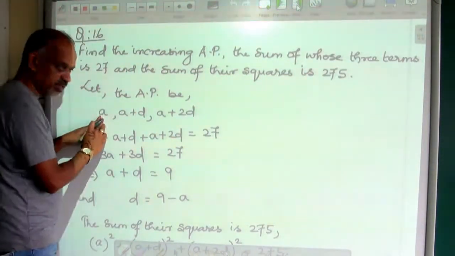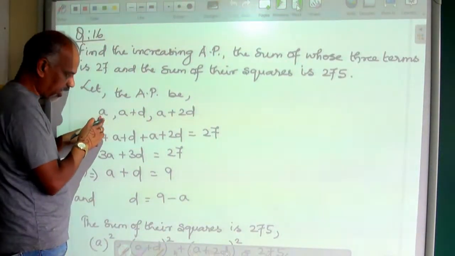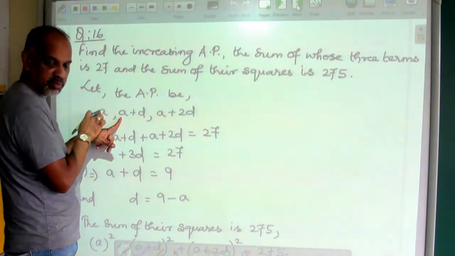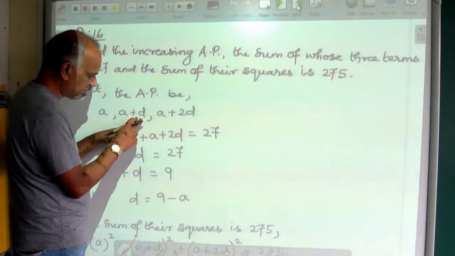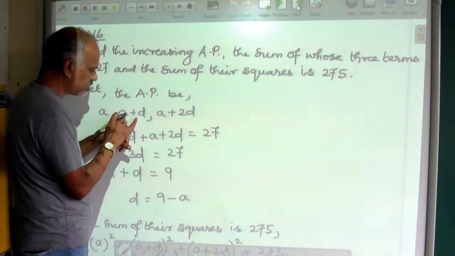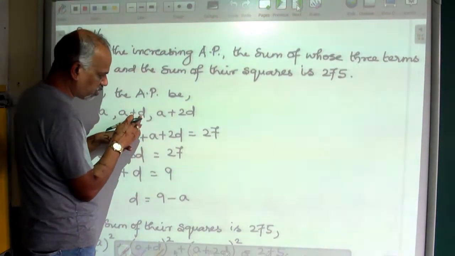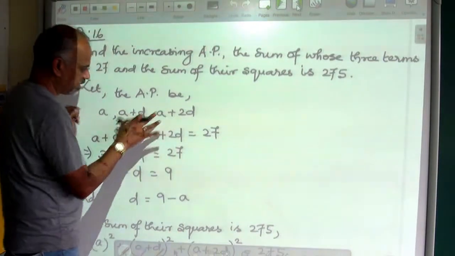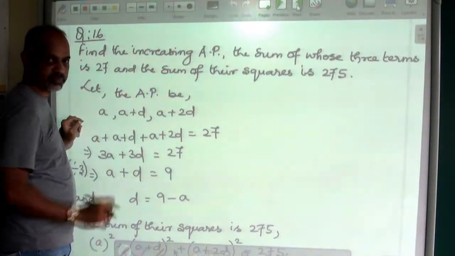First term is a. Generally I am writing an AP. a. The second term is a plus you have to add d, a plus d. With this add one more d, you will get the third term. So a plus, if you add d more, you will get a plus 2d. These are the three terms in the AP.